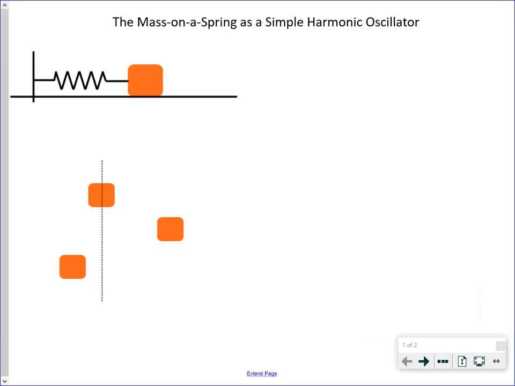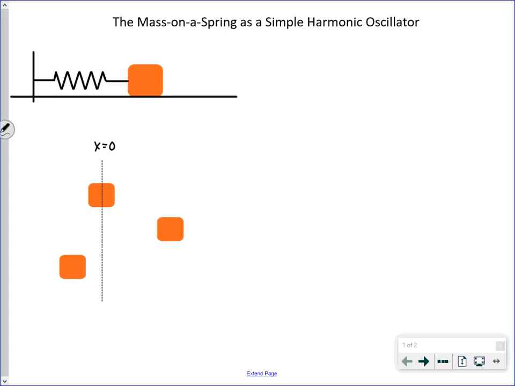Folks, we're going to recap on the mass on a spring as a simple harmonic oscillator, and then talk about another simple harmonic oscillator that many of you are familiar with. So here's a little schematic of a mass on a spring. And down below, I've drawn this mass in a couple different positions relative to equilibrium, right?